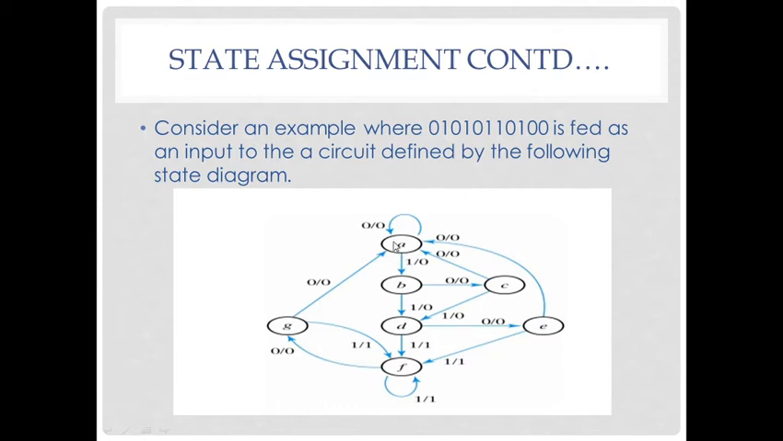State A remains unchanged if an input 0 is given and an output 0 is obtained. So if for every input that is 0, the output is 0, then state A remains unchanged. If input is 1 and output is still 0, then A changes to B, and so on. Another example would be B changes to C if input 0 drives an output of 0. And if input 1 is given and output 0 is obtained, then B changes to D. This is how the state diagram works.